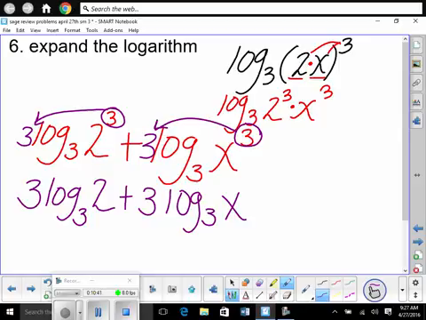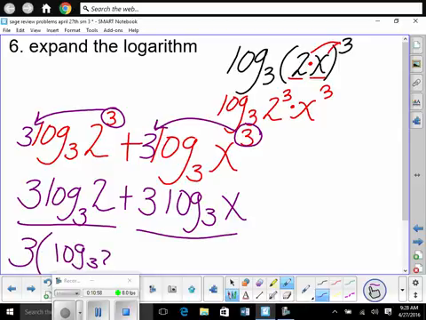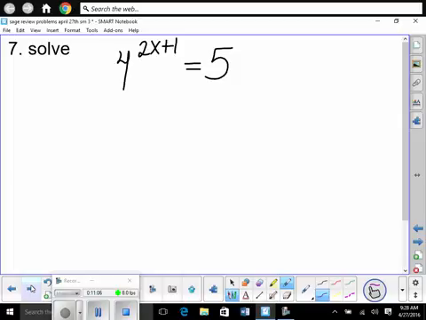Now let's say that you didn't see that answer. Let's say that it was a multiple choice problem. You'd look for an answer that's equal to that, right? So what do we have in common in this term and this term? 3. So what if they factored out a 3 and wrote it as log to the base 3 of 2 plus log to the base 3 of x? Isn't that the same thing as multiplying both of them by 3? Okay. Good.